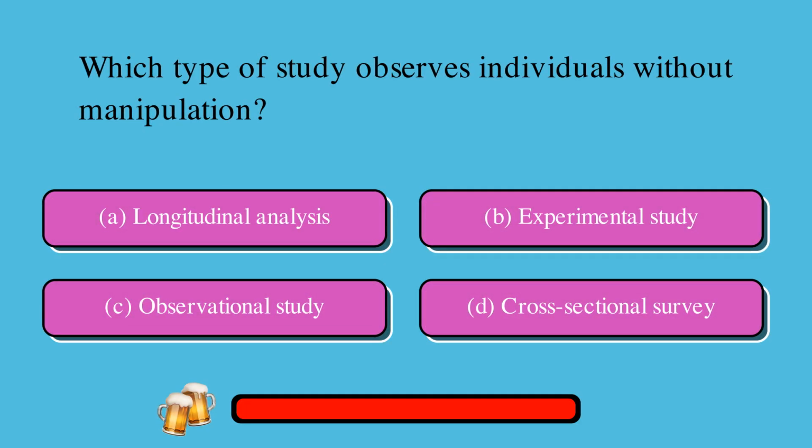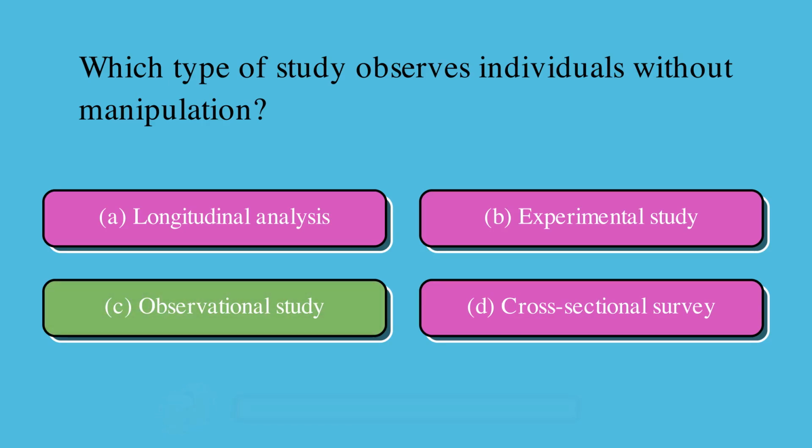Which type of study observes individuals without manipulation? A, longitudinal analysis, or B, experimental study, or C, observational study, or D, cross-sectional survey. The correct answer is C, observational study.